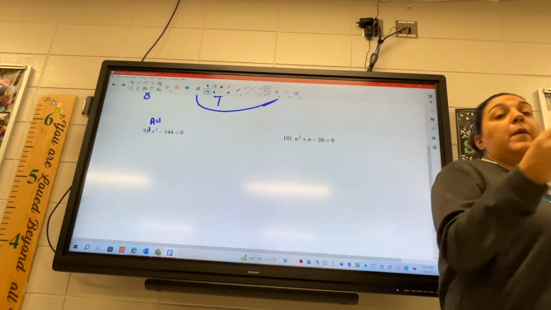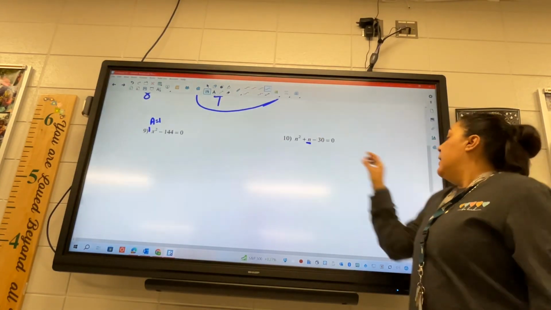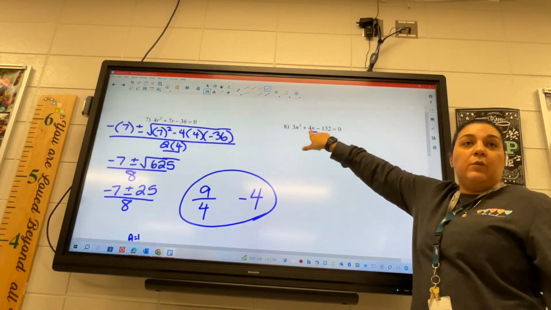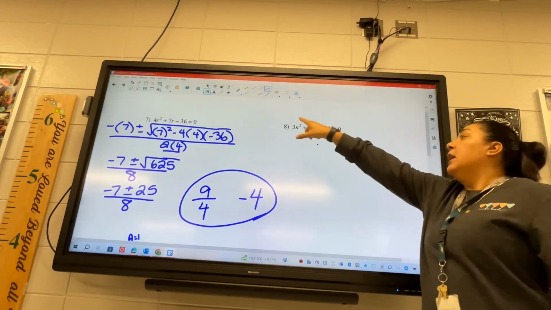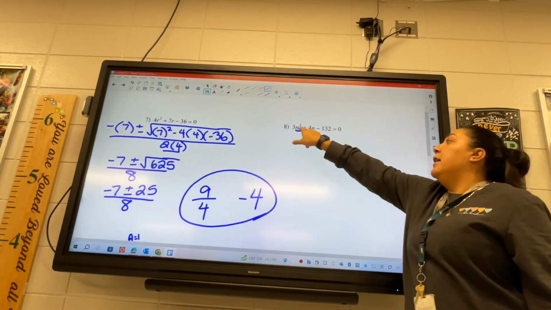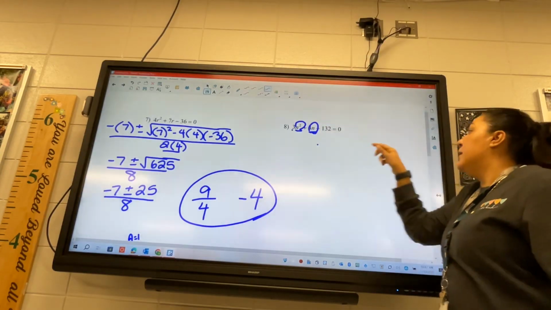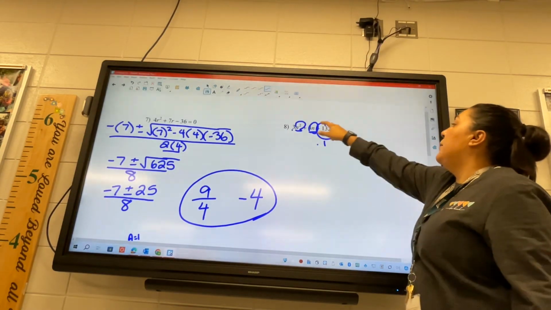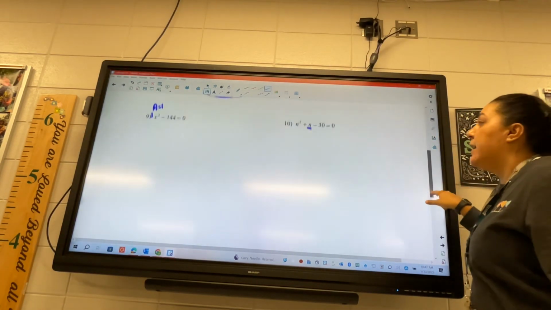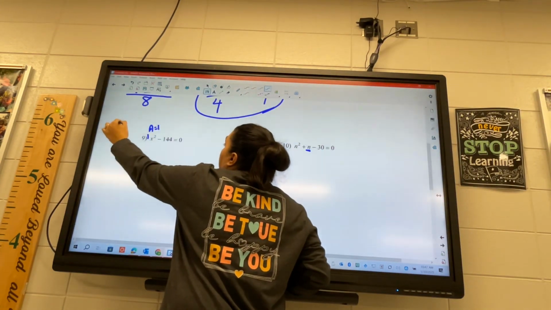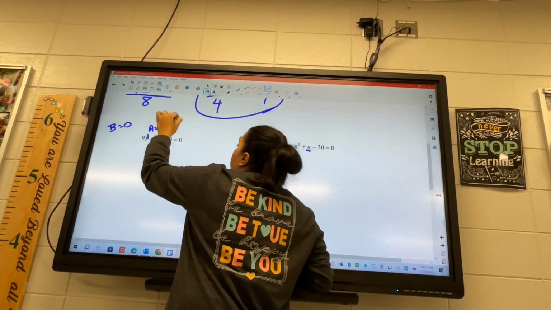Okay? So the B is always attached to the one that has just an x, or just an n with no marker. You with me? Okay, so this one has n squared, so we know that that's the A. The one that has just the n is going to be the B. The one that's just a number all by its lonesome is the C. So B is 0 because it's not there. Okay? And C is negative 144.